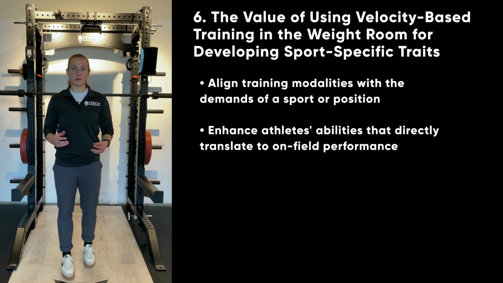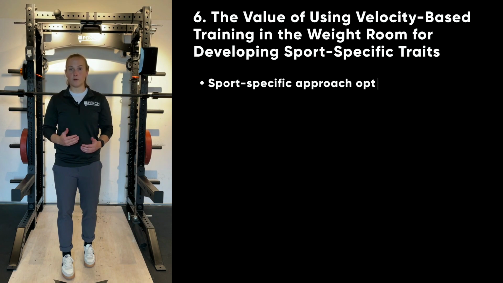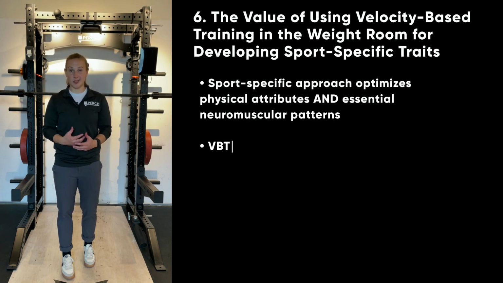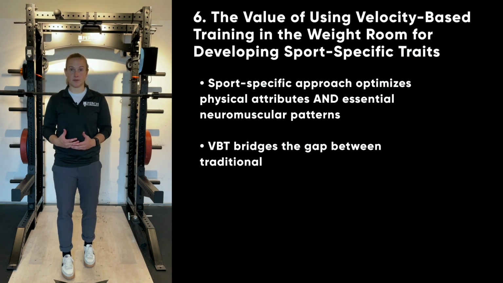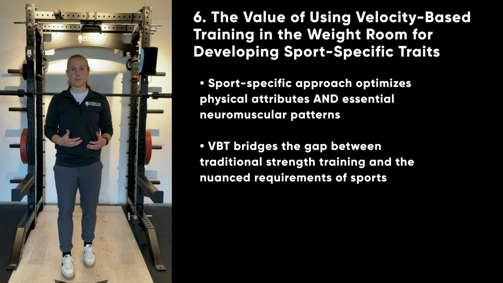An O lineman must be incredibly strong, but also incredibly explosive, so they would need to work across the spectrum. Using a VBT device gives you that feedback. This sport-specific approach not only optimizes physical attributes, but also hones neuromuscular patterns essential for success in specific disciplines. Integrating velocity-based training into the weight room empowers coaches to design programs that bridge the gap between traditional strength training and the nuanced requirements of various sports.